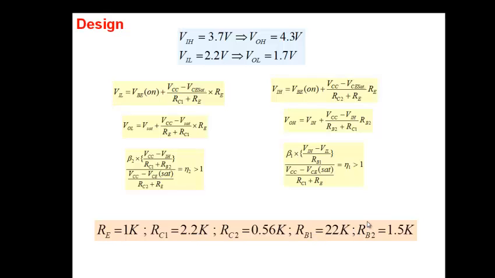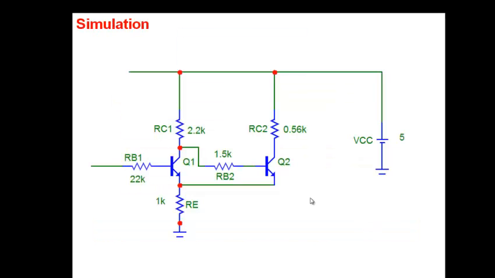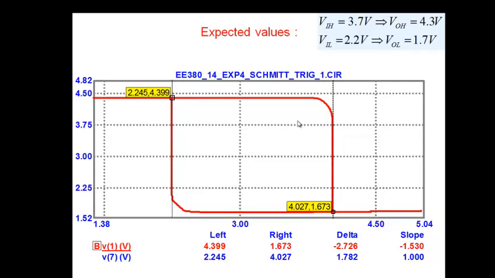Once I have a design, then I'll open my Micro-Cap and make the circuit. This is my Schmitt trigger. RC1, RC2, all these are there. And I'll test my Schmitt trigger by applying, let's say, a triangular wave here, because to test the Schmitt trigger, you have to go up and you have to come back again, right? So apply a triangular wave going up and down, and then you can plot it out, and Micro-Cap shows that the Schmitt trigger is working reasonably well.